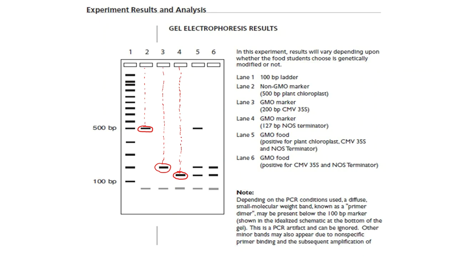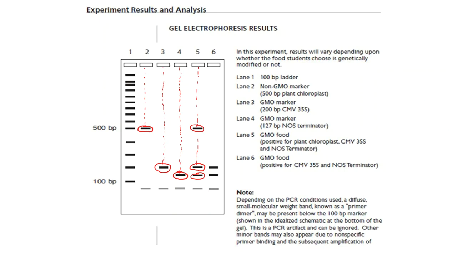Lane number 5 is a GMO food. I know it's a GMO food because as I scroll down, I see the plant chloroplast that's right there that symbolizes it is a plant. And then I come down and there's a match here for the CMV. And then as I come down, I also see another positive for the NOS. So this is confirming that lane number 5, whatever that was, had a genetic modification.